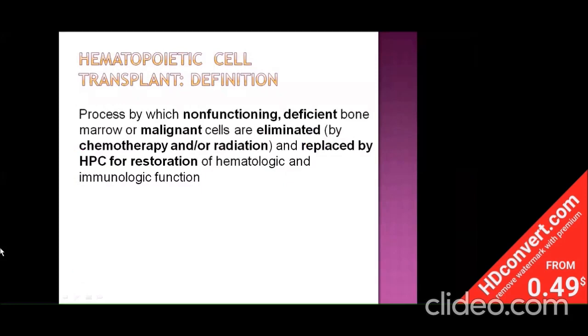The definition is the process by which non-functioning or deficient marrow or malignant cells are eliminated. The main indication here is that we have to eliminate the affected marrow by chemotherapy and radiation therapy, and we have to replace it with healthy hematopoietic cells. So that is the main indication here. The main thing is the indications and definitions.